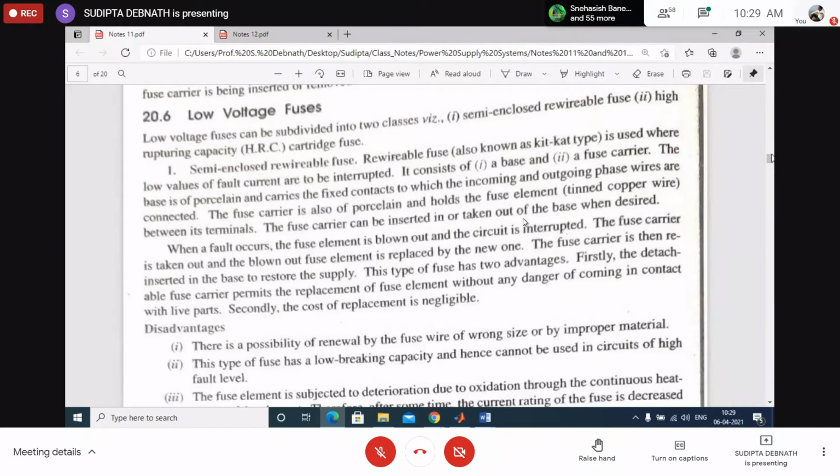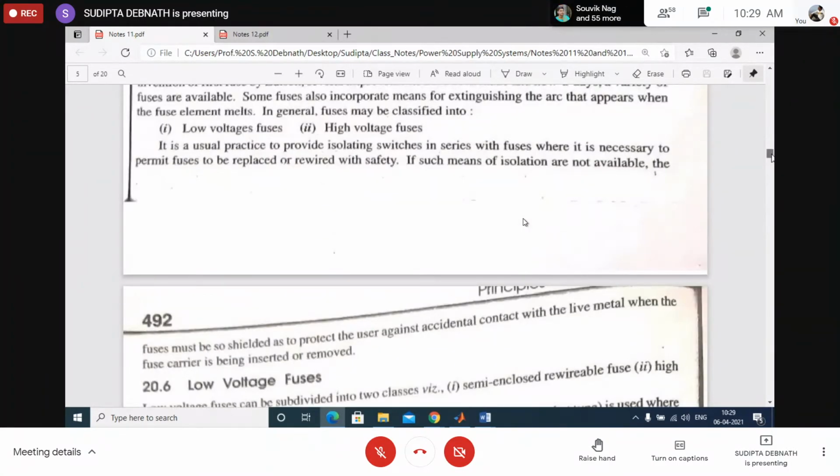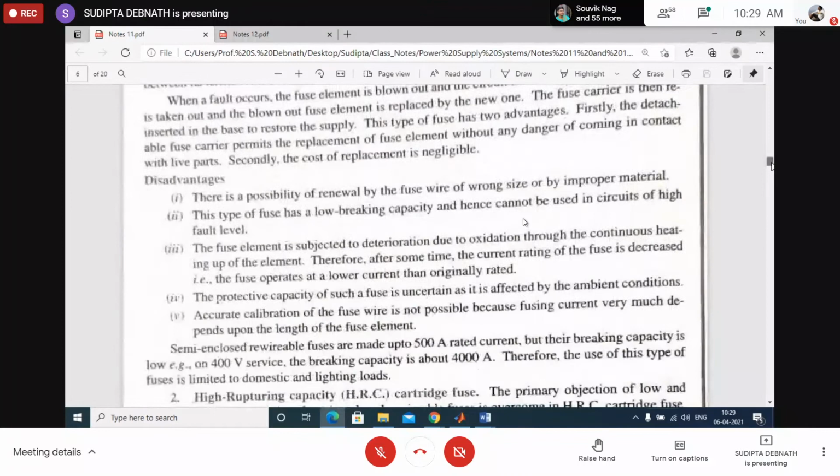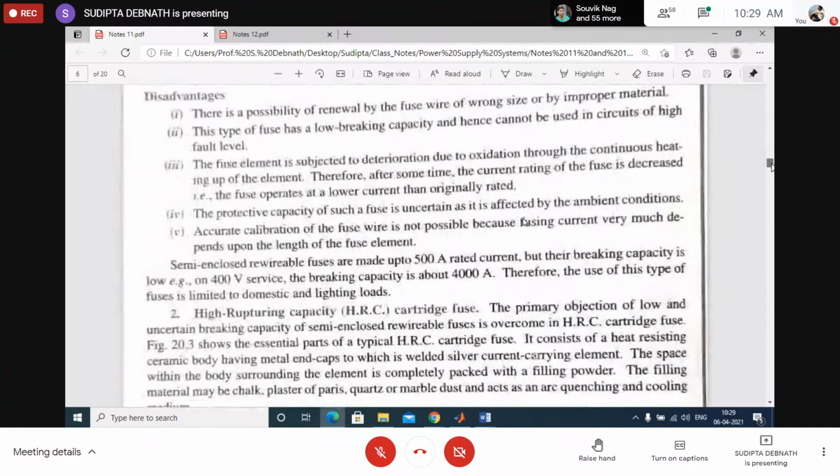Okay, so disadvantages will be there because manually you have to change it every time it blows out. Also, there is no sophisticated mechanism for extinguishing the arc. If the current is very high, there may be flashover.